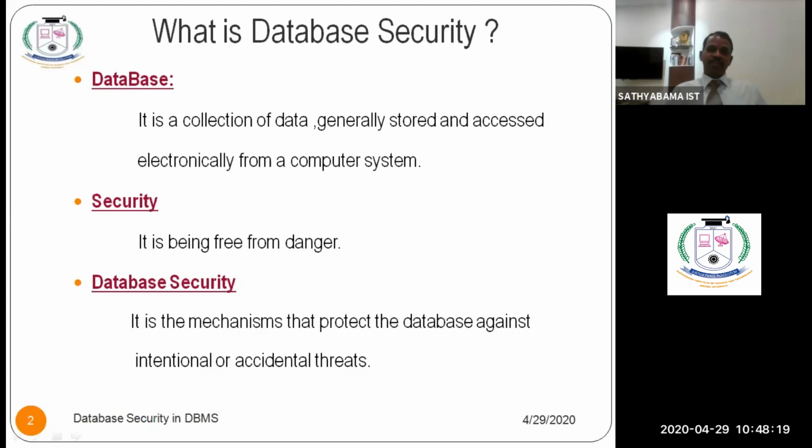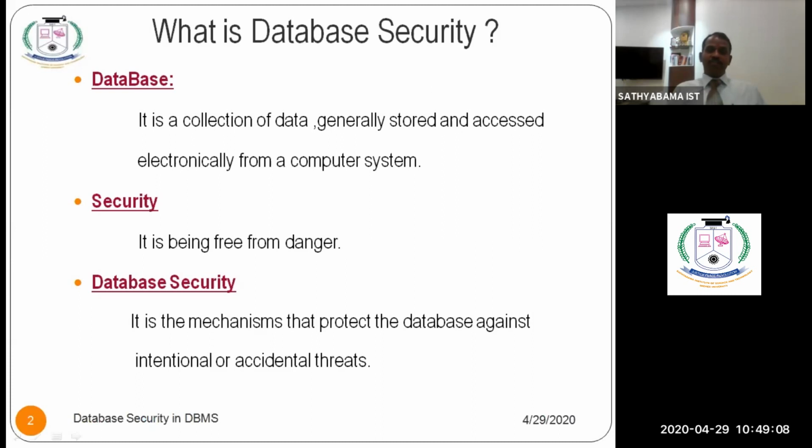Database security is the mechanism that protects the database against intentional and accidental threats. What do intentional and accidental threats mean? Any data can be handled by n number of users: designers, programmers, end users, and administrators. In all these levels, data are used, so we need to protect the data and manage it in a secure manner. Every DBMS package or software component provides a database security mechanism.